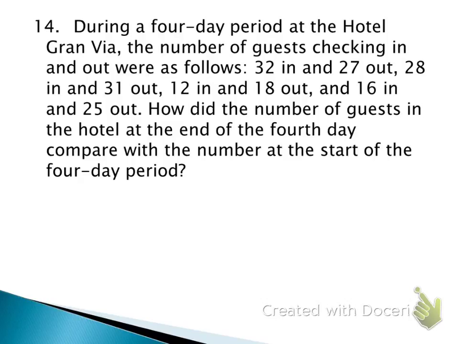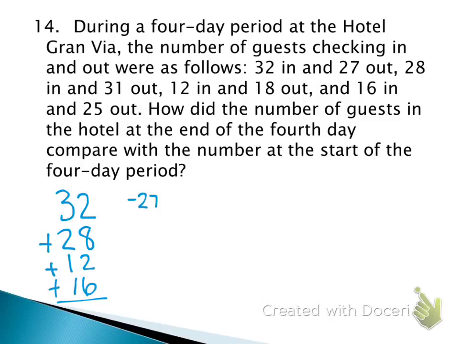So in we had 32, 28, 12, and 16. And we are adding all of these together. Going out, so we've got negative 27 plus a negative 31 plus negative 18 plus negative 25.